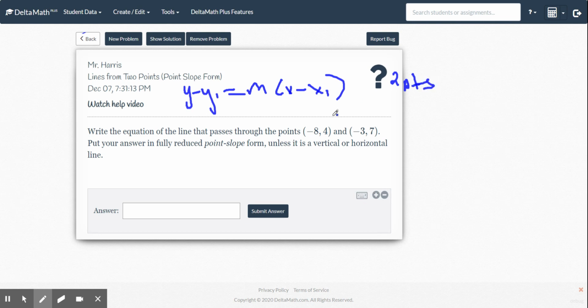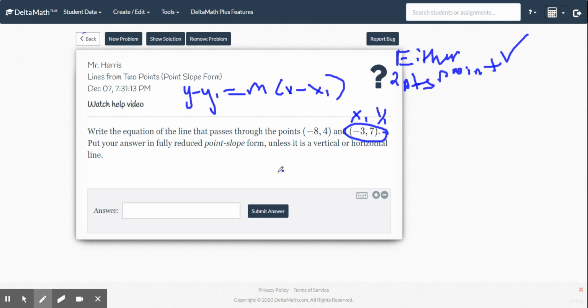And let's see, which point would you guys like to go with? I always like to use smaller numbers. So I'm going to go with this point right here. You could choose either point. I want to remind you, either point works. Look at this great handwriting. Either point could work. I'm going to go with this one. So that means -3 is my x1 and 7 is my y1.